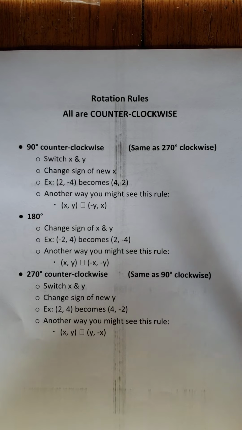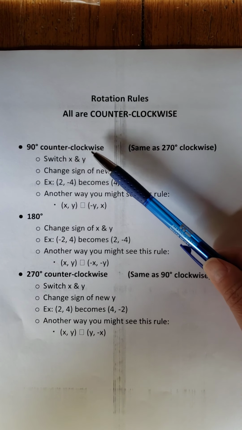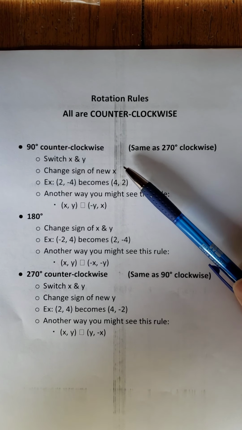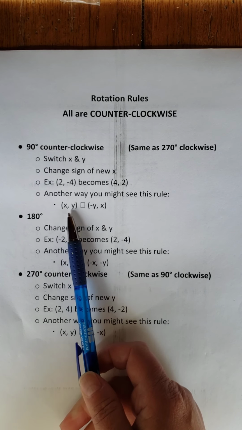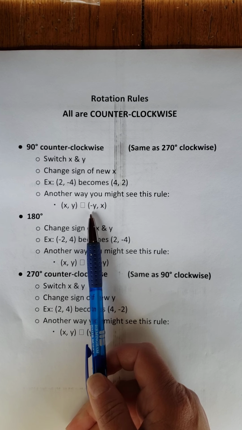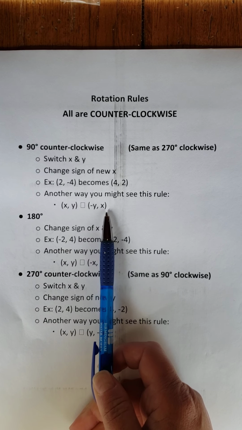Another way you might see this rule written, instead of switch x and y, then change sign of new x, you might see this written as (x, y) becomes (-y, x).